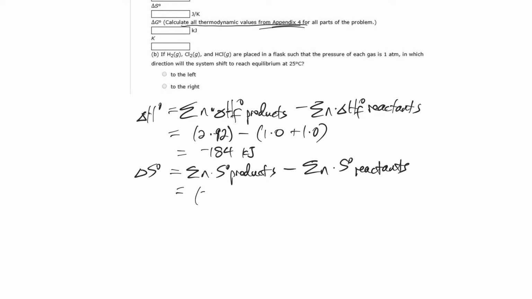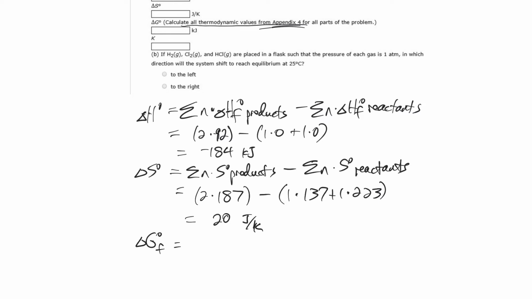Entropy values, however, are not 0 for elements or diatomic molecules, so we do have to look up those. In the case of hydrogen, it's 137, and for the chlorine, 223. Now these are in units of joules, not kilojoules. So we get 20 joules per degree Kelvin.